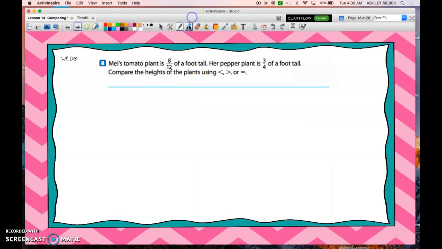Let's do this one together. Mel's tomato plant is 8/12 of a foot tall. Her pepper plant is 3/4 of a foot tall. Compare the heights using less than, greater than, or equal to. So this one, the question is not asking me to find out which one's bigger or smaller. I'm just comparing the heights. And I need to use a symbol. So I know I'm going to say 8/12 compared to 3/4. That's going to be my answer right here.